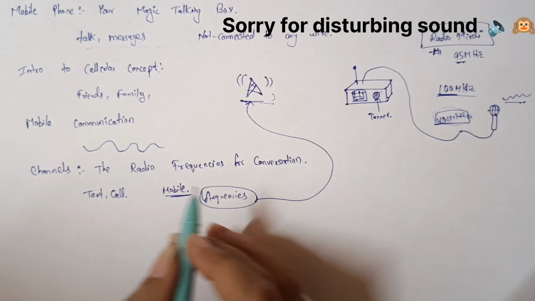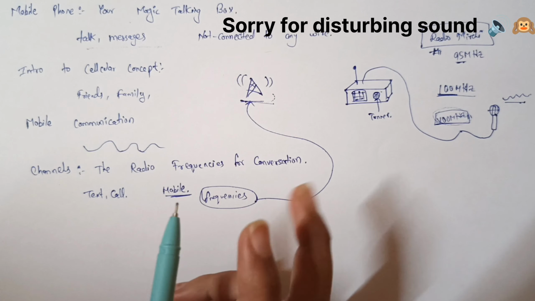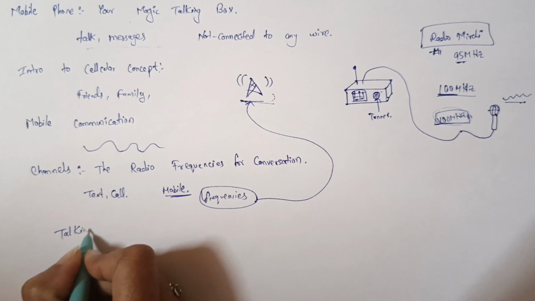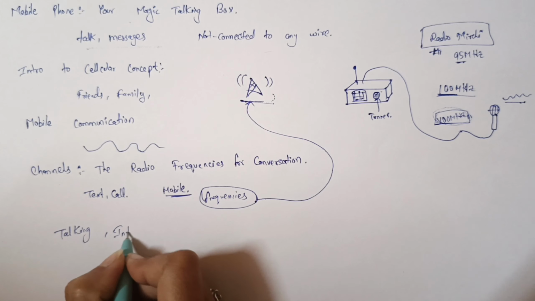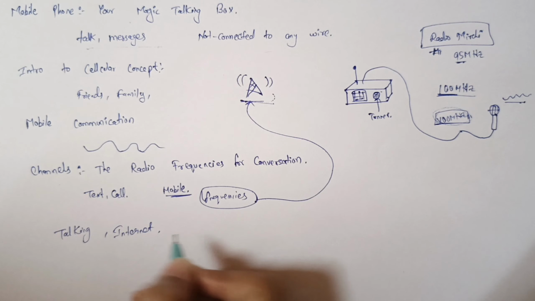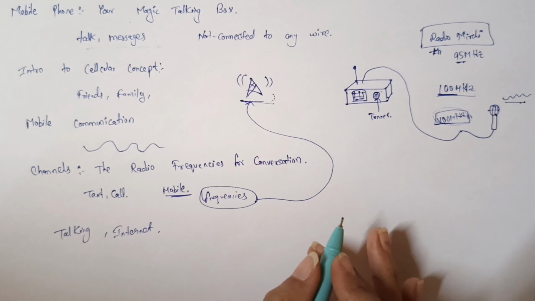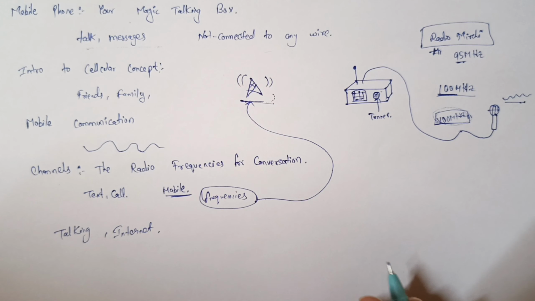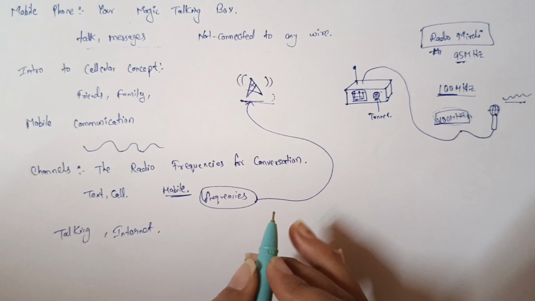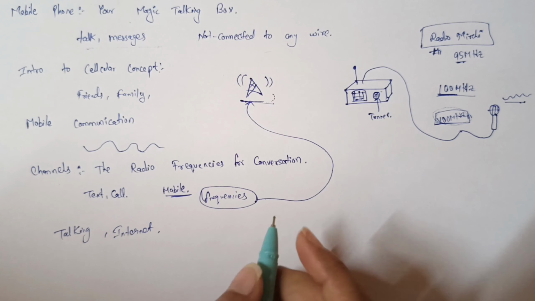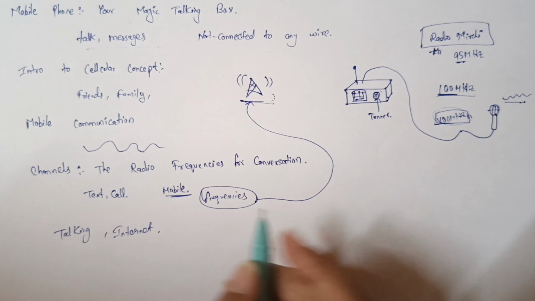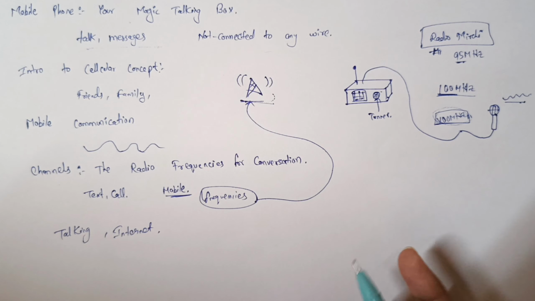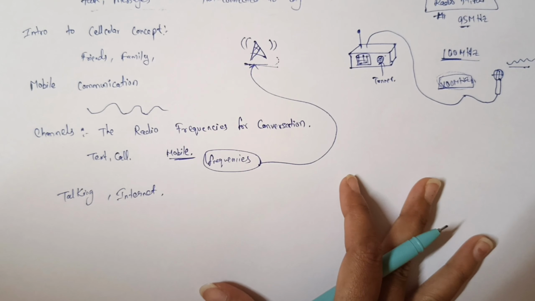Okay, see, your phone can do two main things, that is talking and using the internet, right? So talking is using your voice, and using the internet is sending and receiving data. When you talk, it's like a phone call, and when you use the internet, it's like browsing websites, watching videos, or playing games. Okay, you understood this?